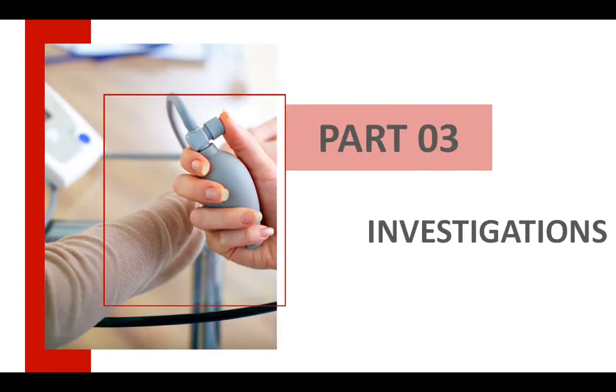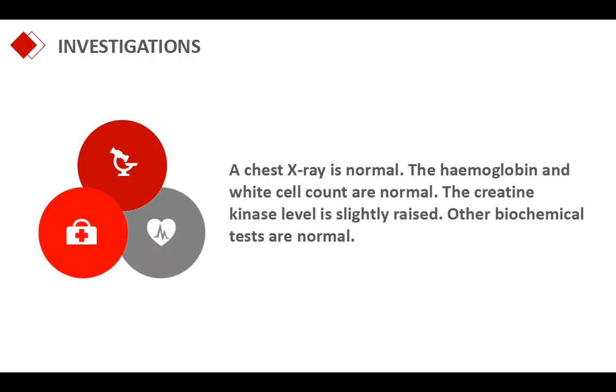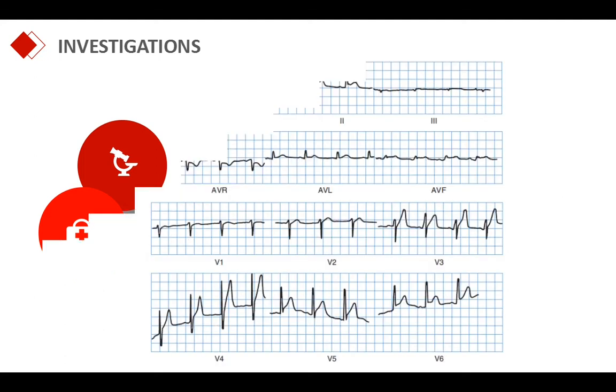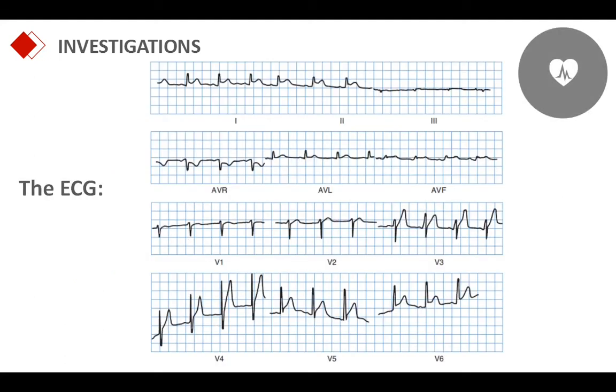Now part 3. Investigation. A chest X-ray is normal. The hemoglobin and white cell count are normal. The creatine kinase level is slightly raised. Other biochemical tests are normal. This is the ECG of the patient. You can pause the video to investigate it.